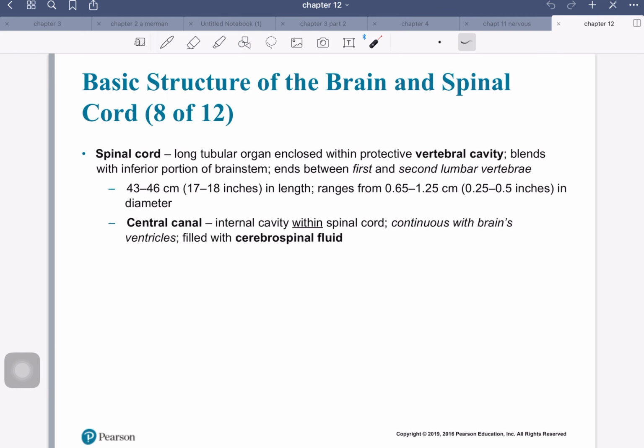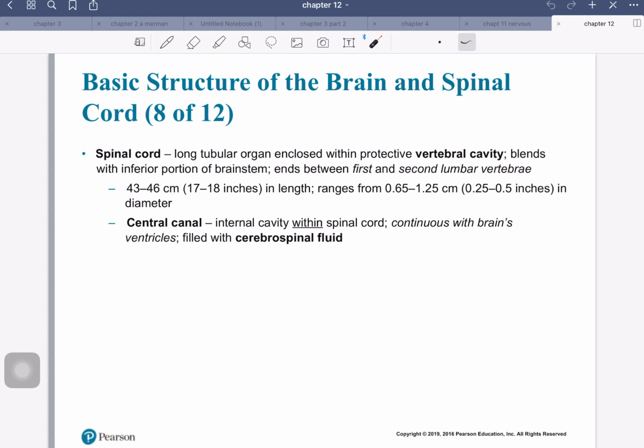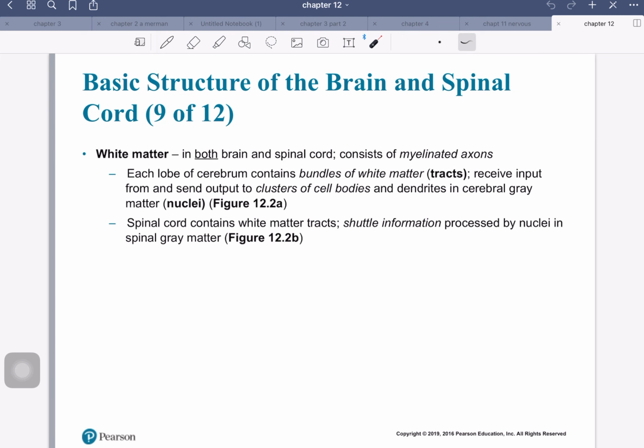Now the spinal cord is a long tubular organ protected by the vertebral cavity, and it basically is a continuation. It more or less blends with the inferior portion of the brain stem, and it only goes down to about the first or second lumbar vertebrae. It doesn't go all the way down, and we'll talk about its anatomy much more down the road. Now, the brain, as I mentioned, had fluid-filled ventricles. In the middle of the spinal cord is something called the central canal, and it's the internal cavity within the spinal cord, and it is continuous with the brain's ventricles, and it does contain cerebrospinal fluid.